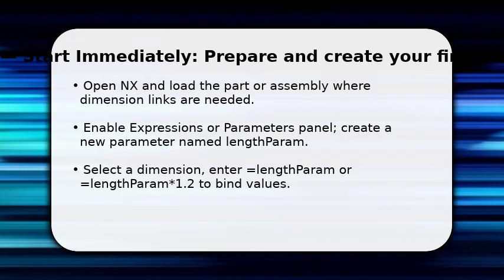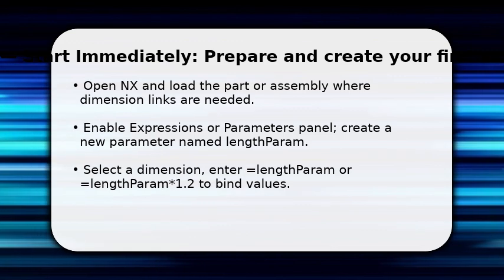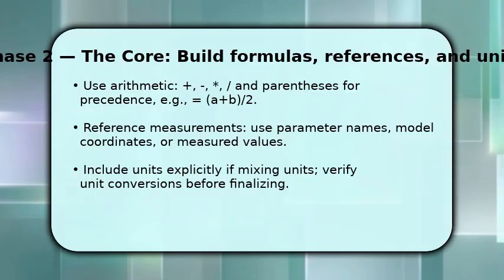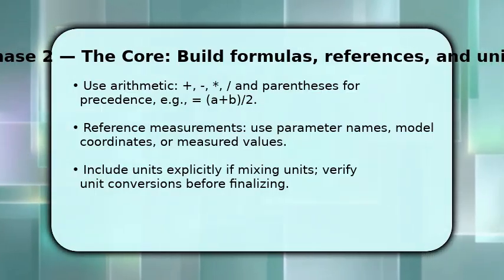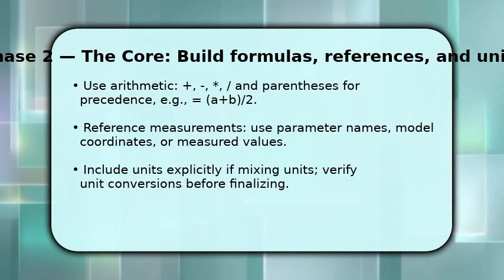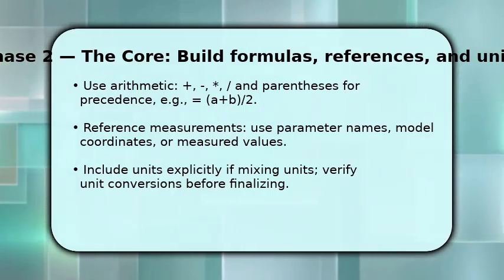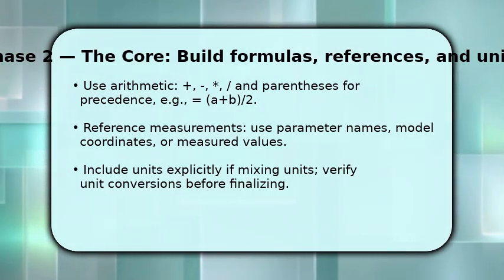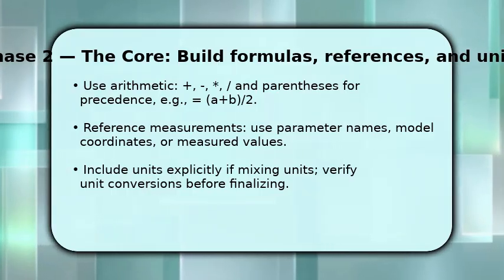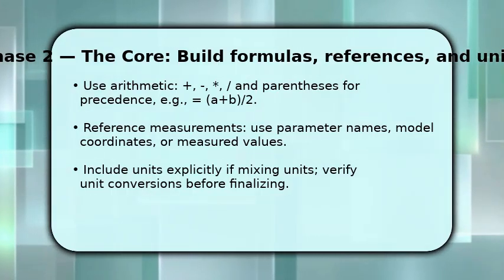This binds the drawing to a single source of truth, so changes flow predictably through linked dimensions. You now create the core logic with formulas, combine parameters using plus, asterisk, and slash, and wrap expressions in parentheses to control order. Reference other parameters directly by name so adjustments propagate. You can also reference measured geometry values when needed.